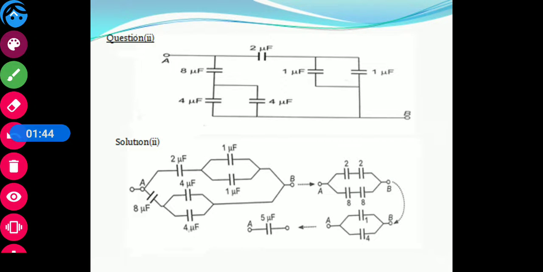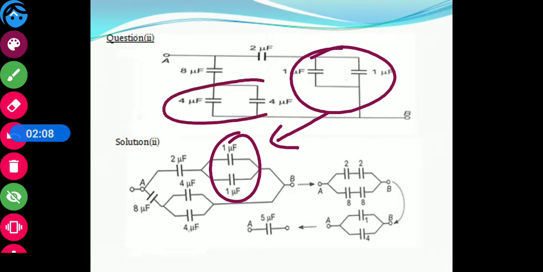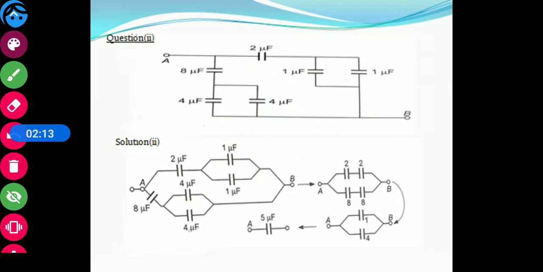Now come to the second question. In this question, these two are in parallel to each other. Now we know that the parallel combination resultant C is equal to C1 plus C2. So we can redraw this diagram like this. These two are shown in parallel combination, and these two are in parallel, so they are shown here in the parallel combination.